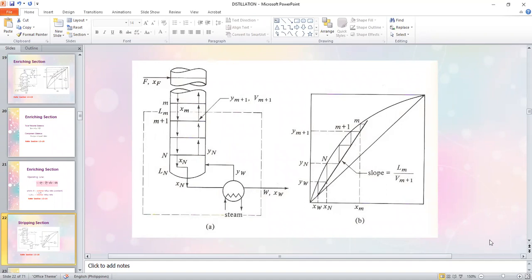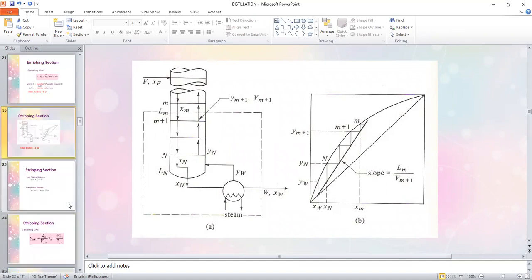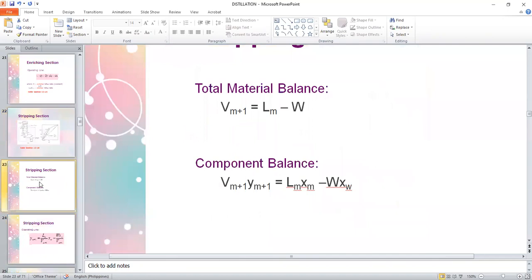Just like your enriching section operating line, it has also its material balance. So in here, you have V sub m plus 1 is equal to L sub m minus W.